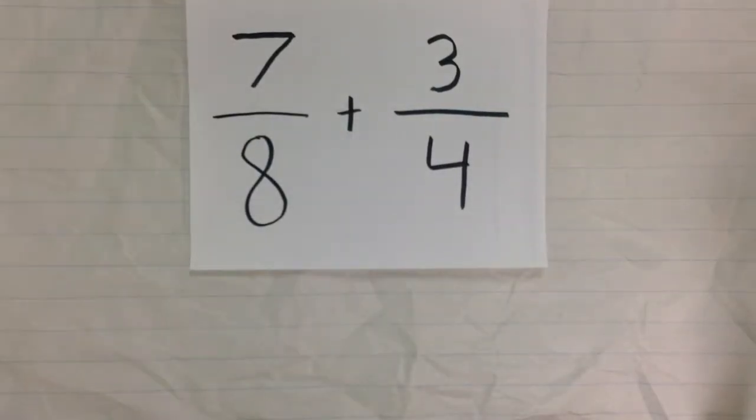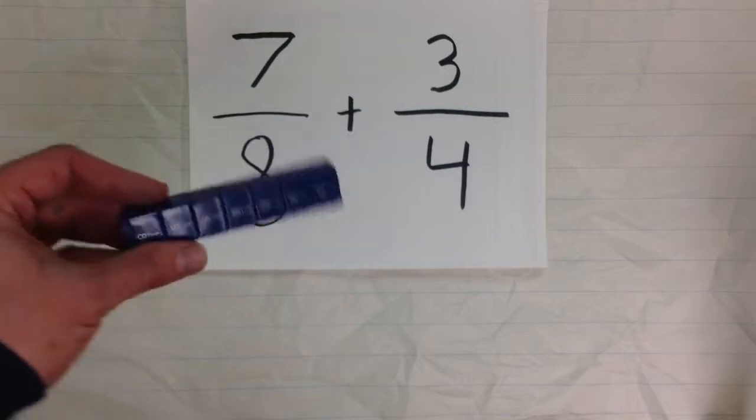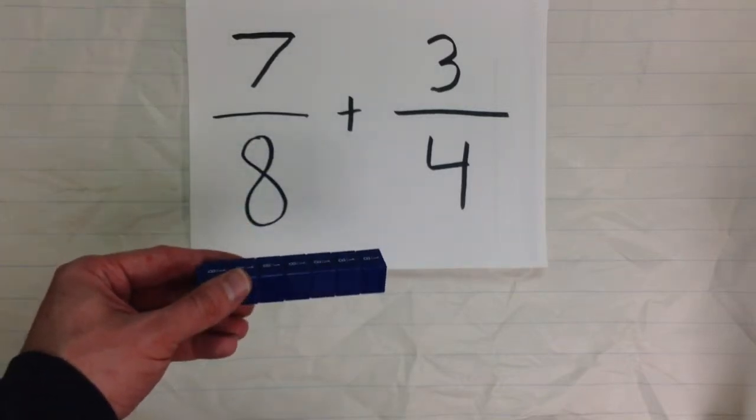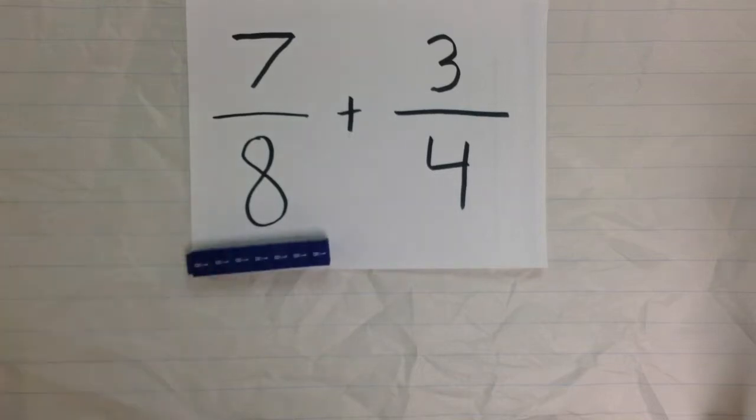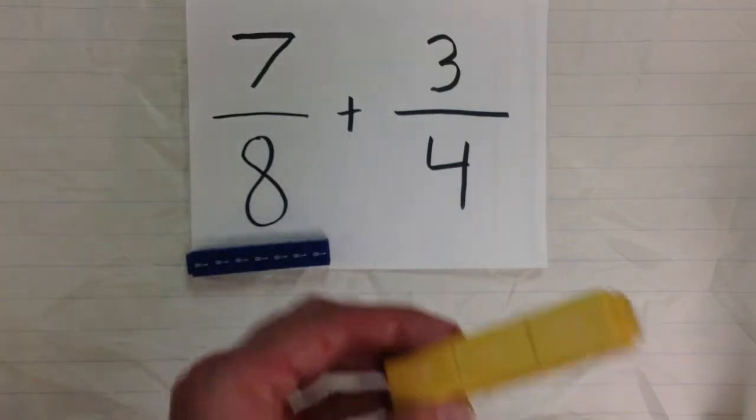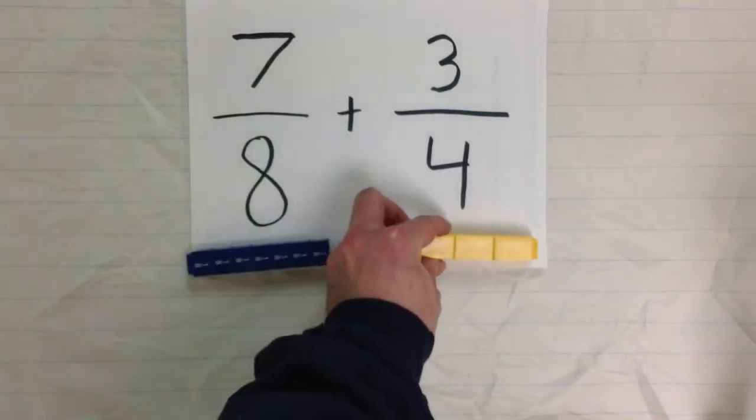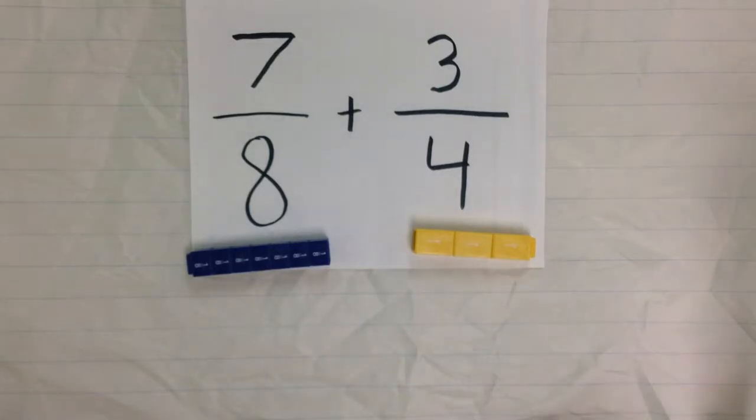Okay, so we have the equation to represent 7/8 plus 3/4. First of all, I'm going to get out 7/8. You're going to have to pretend this represents an apple, even though it's blue and long and skinny. And I'm going to get out another fraction tower to represent 3/4. Now the first thing you should notice, 4th graders by now, is that those fractions have unlike denominators. So we need to fix that first.